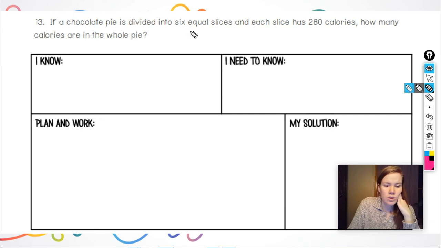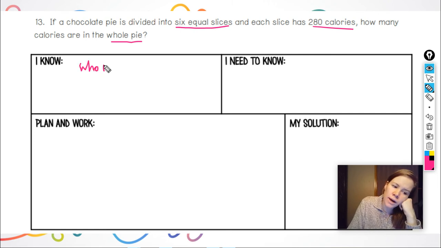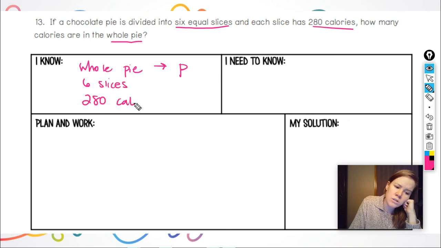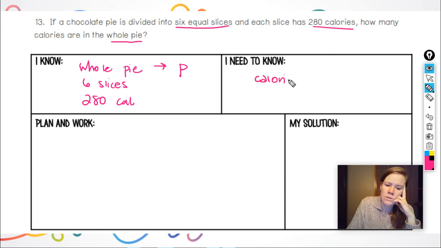So let's go through and underline any numbers that you see. Whole is not really a number, it's kind of a number, so I'm going to underline it. So I know that I started with a whole pie. I'm going to call that P, the whole pie. And then I had 6 slices, they're all equal to each other. And then I had 280 calories. So the question is, how many calories are in the whole pie? So that's what I need to know. Calories in the whole pie. Got to figure that out.